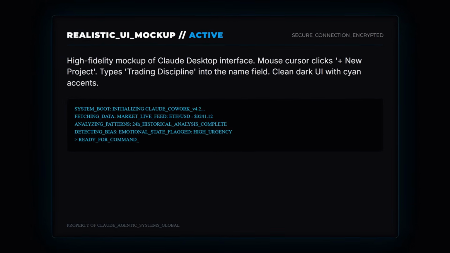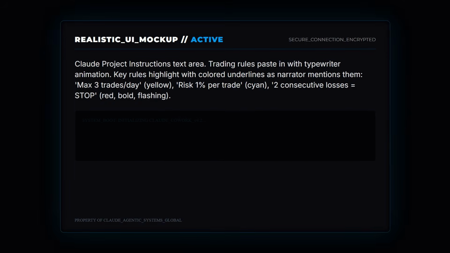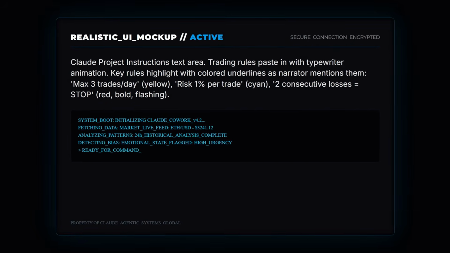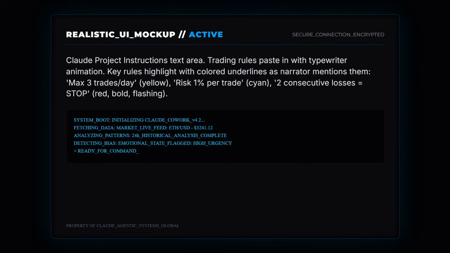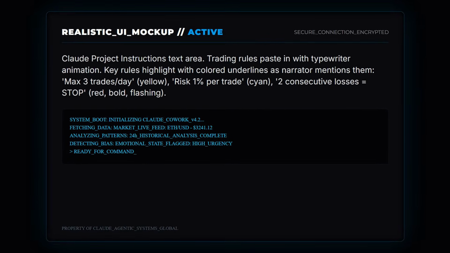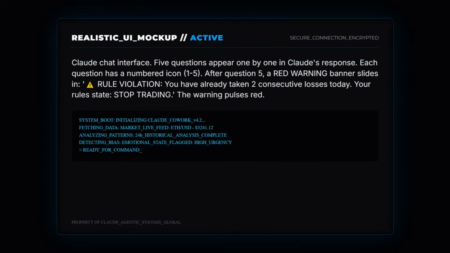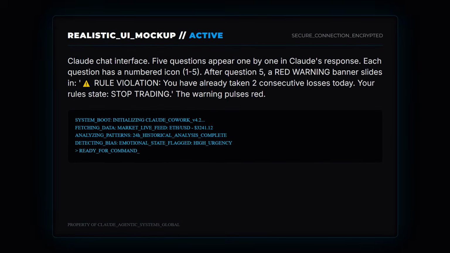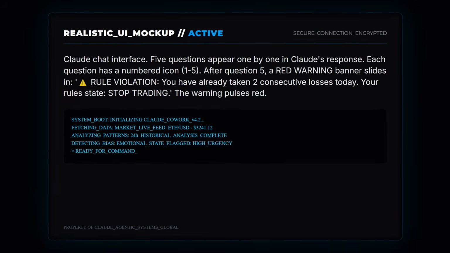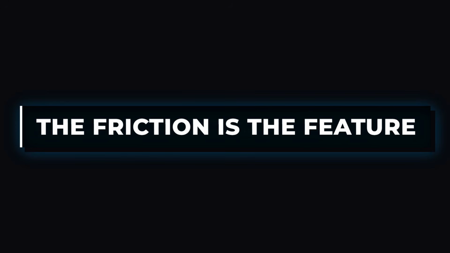Before every single trade, you describe your setup to Claude, and Claude does not just say, sounds good. It interrogates you. It asks, what is your thesis? Where is your stop? What is your target? Does this meet your criteria? Is this your first, second, or third trade today? And if you already lost twice and you are trying to take a third trade, Claude flags it immediately. You do not need discipline to make this work. You just need to make it harder to skip the checklist than to fill it out. That is the guardrail, and it works because the friction is the feature.